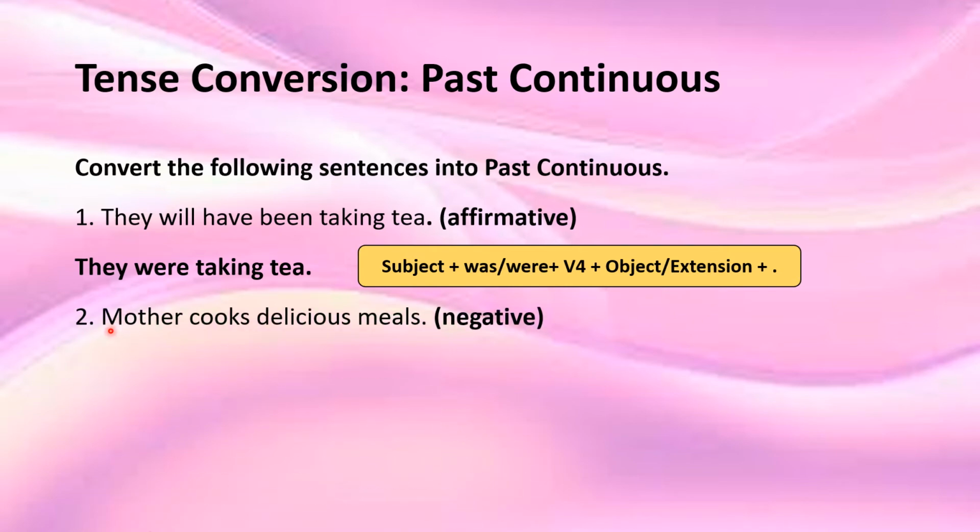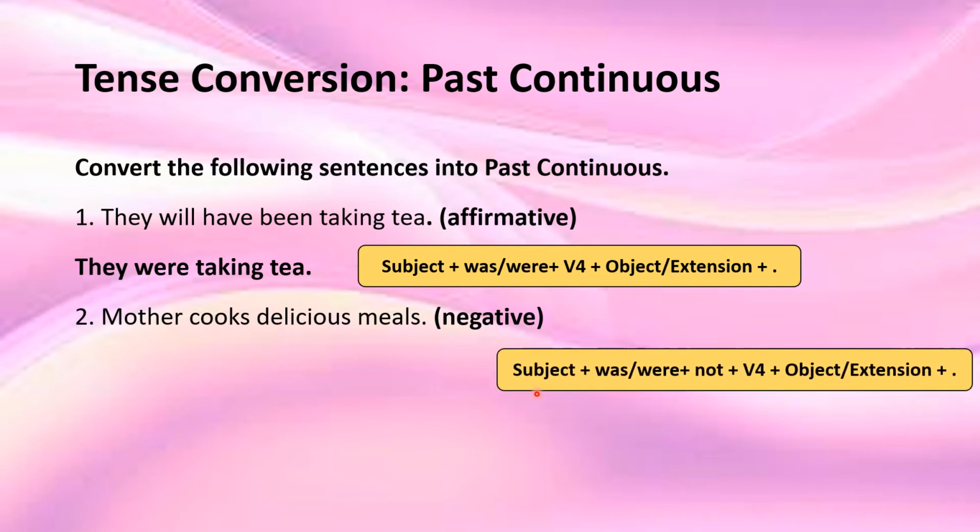See the second sentence, which is mother cooks delicious meals. You have to convert it into the negative form of past continuous tense. I have told you about its formula. Here it is. You will apply it and convert the sentence. This is your solution. Mother was not cooking delicious meals.